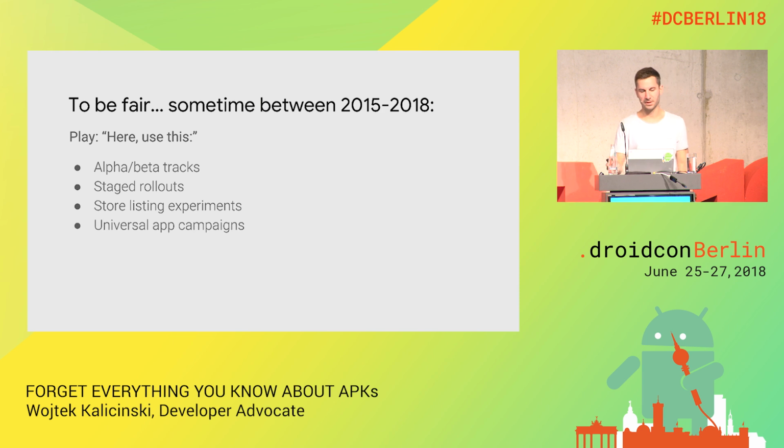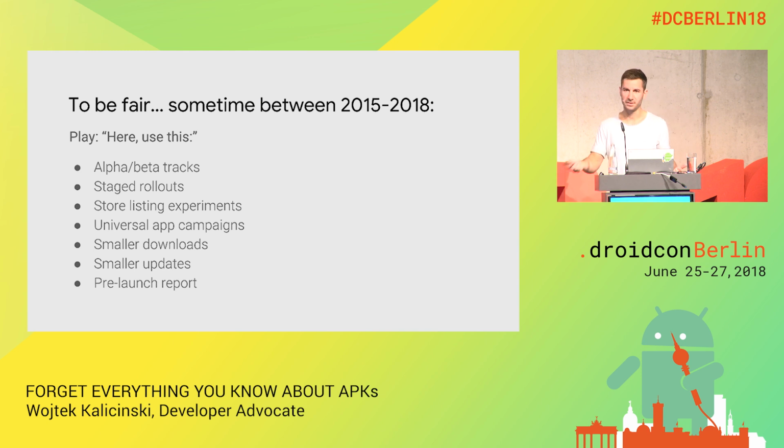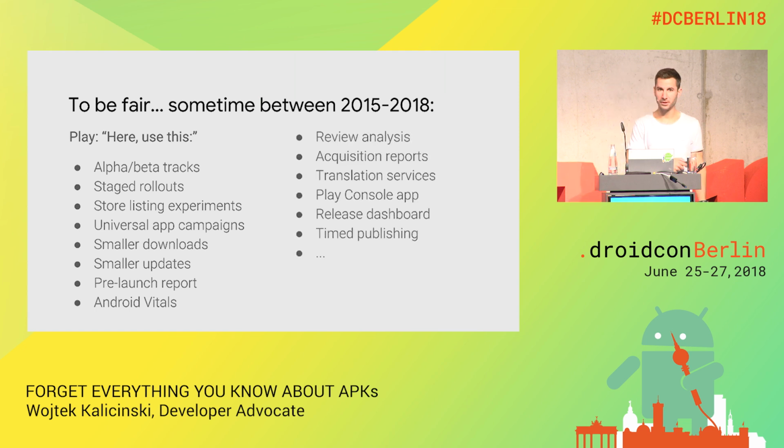We got universal app campaigns, smaller downloads, faster updates. We got the pre-launch reports that test every APK that you upload on the alpha and beta tracks for errors on multiple devices. And finally, we got Android Vitals lately, which helps you figure out performance problems and bugs in your apps. And a lot more.